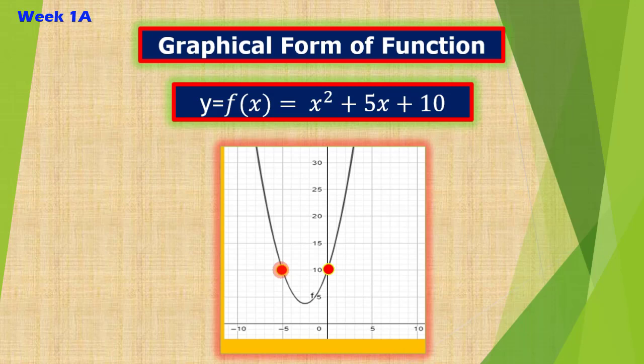f of 0 is 10. And another one is if x equals 5, f of 5 equals 60. And you will notice that the behavior of this parabola is going upward until such time that at x equals 5, we have 60.